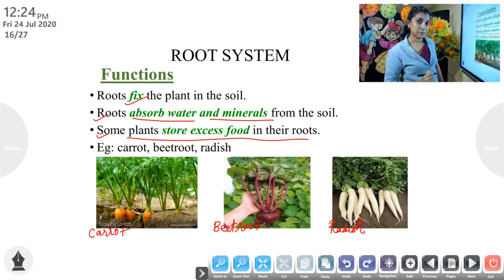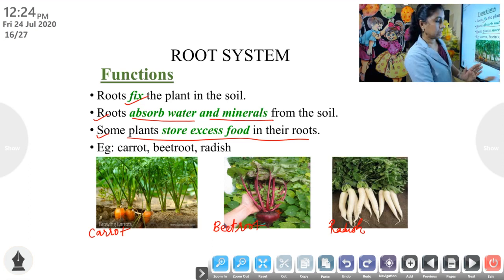Radish. Do you like these vegetables? Good. What are these? Actually, these are the roots of these plants. The roots of this carrot plant store the extra food in their roots, right? The roots of this beetroot plant store excess food in the roots. These are the examples of roots that store extra food.